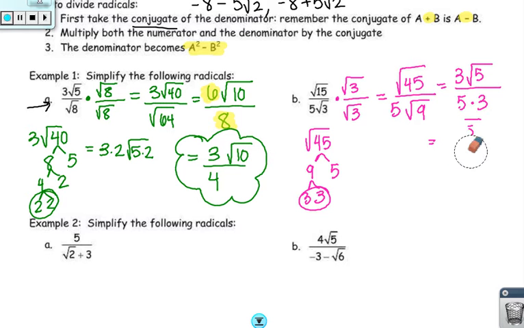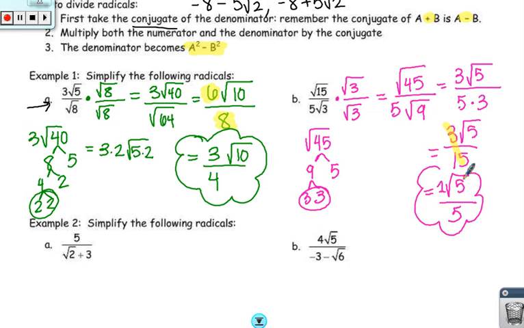3 square root of 5 over 15. Can that be reduced? 3 over 15 can be reduced to 1/5. So the square root of 5 over 5. If you feel the need to put the 1 in front, go ahead and do it.